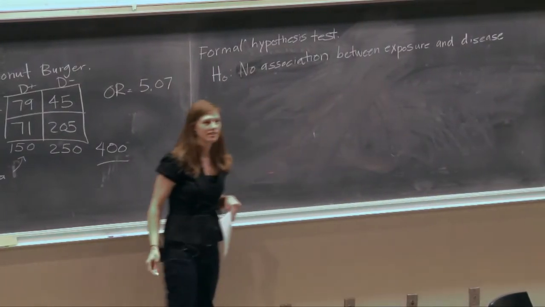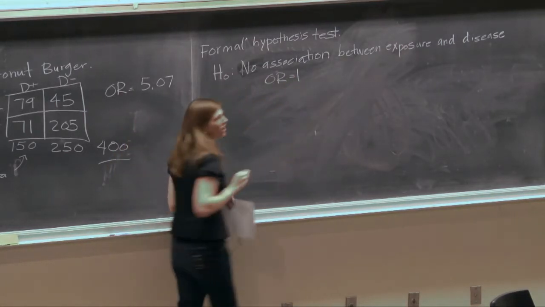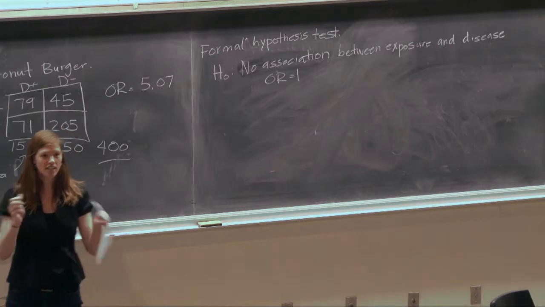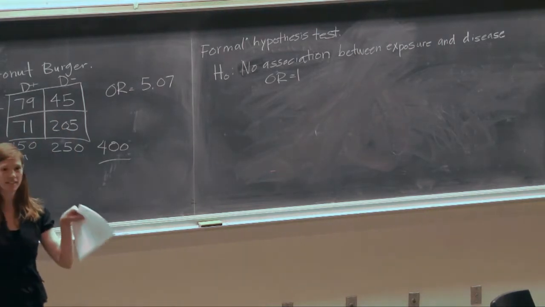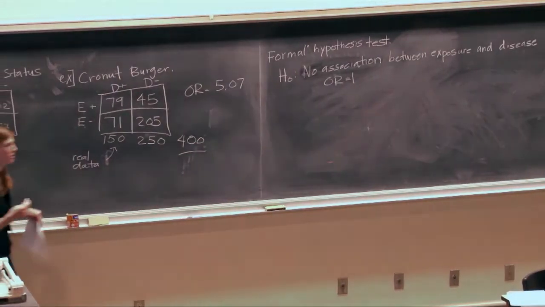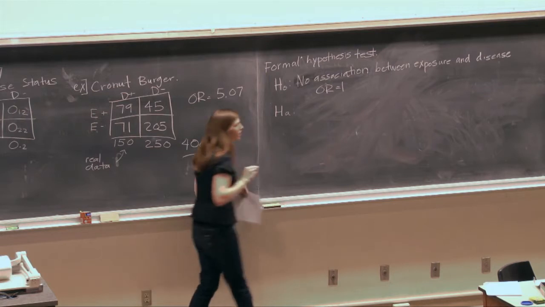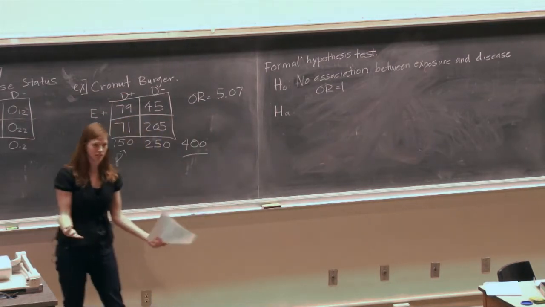That's equivalent to an odds ratio of 1. If the odds of exposure are the same in the diseased and the non-diseased, then we get an odds ratio of 1, and that would mean there's no association. And our alternative is that there is some association.